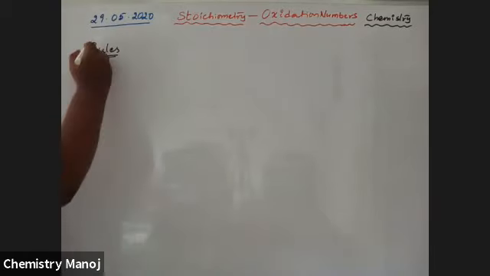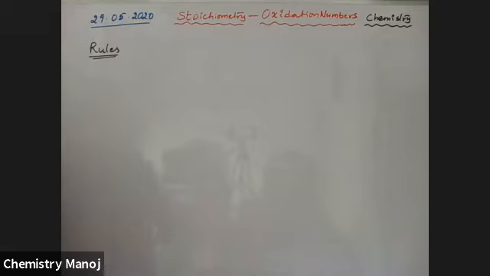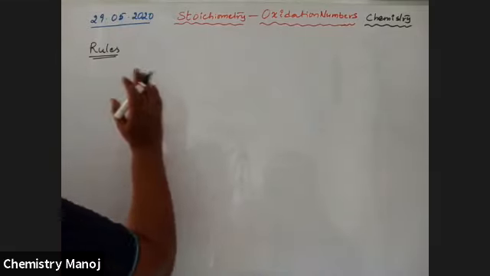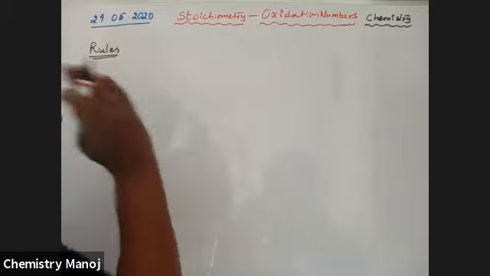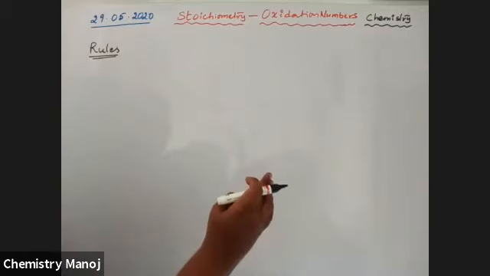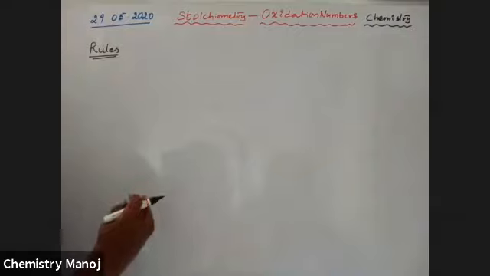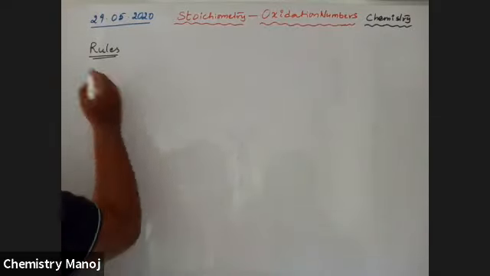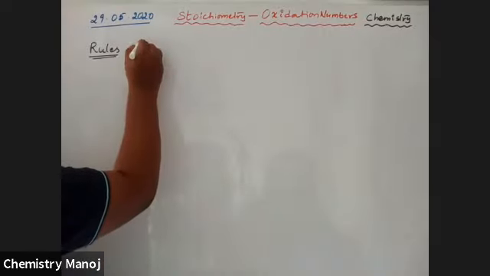Okay. Rules. What are these rules? So these are the rules required. You should mind. Yes, I will try. Rules to write. So first point in first rule.